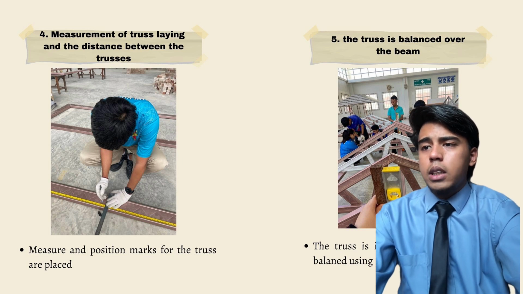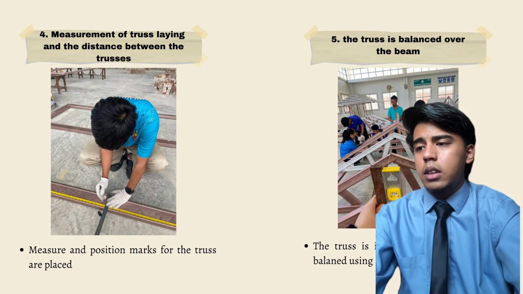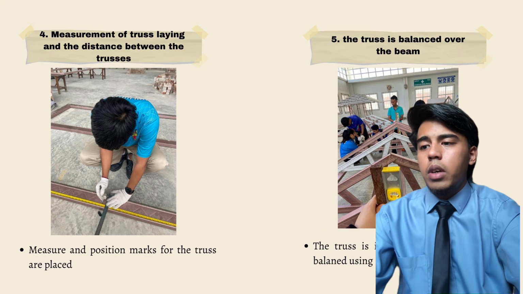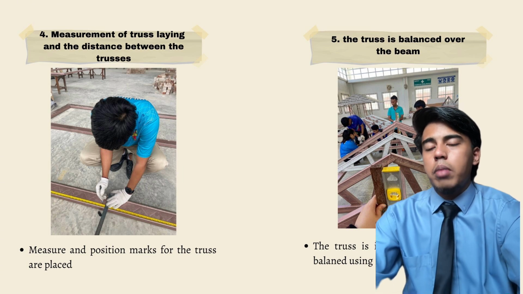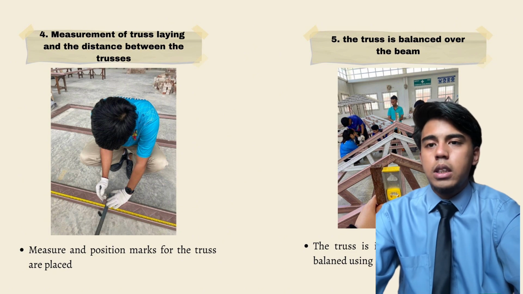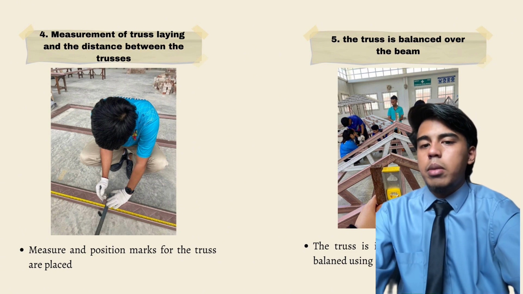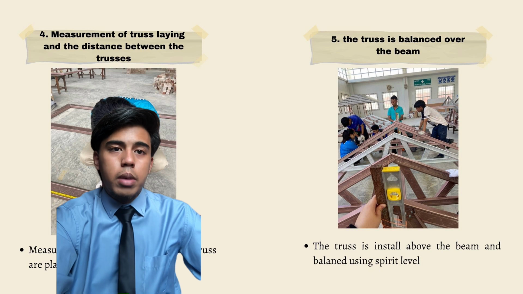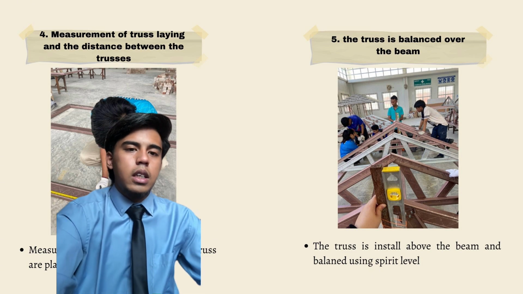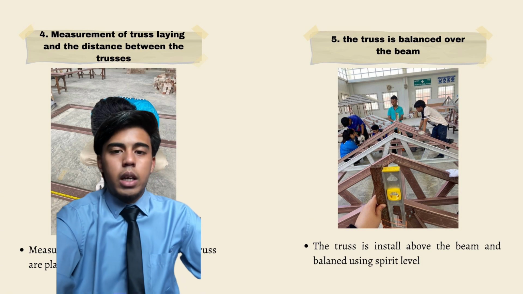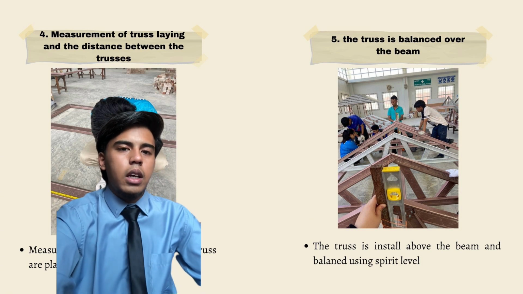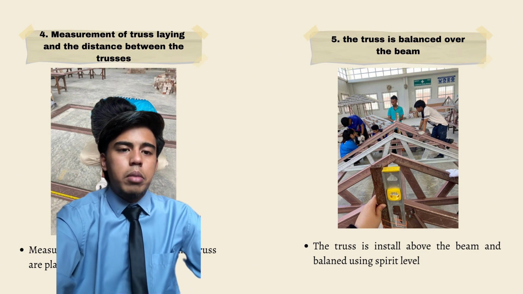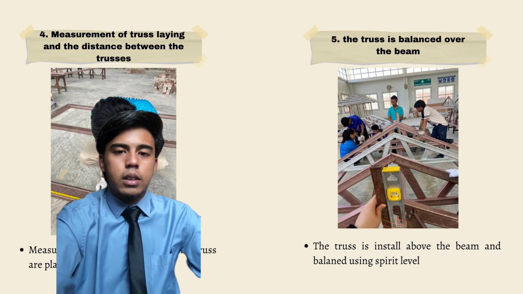For measurement of truss laying and the distance between the trusses, measure and mark the positions where the trusses are placed. Here we divide the length of the beam into 5 parts because we have 5 roof trusses to fix on the beam. The truss is balanced over the beam, but before we balance, we install the truss above the beam using the L bracket that we have made, with the hand drill and screw. After that, we balance it using a spirit level and threads.